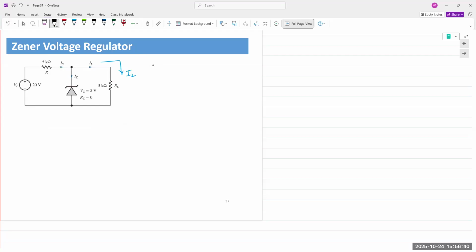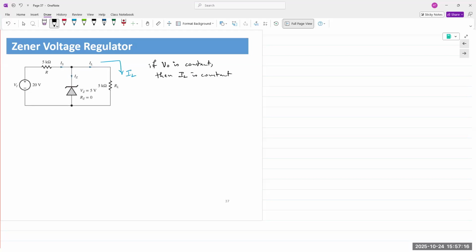If Vout is constant, what does it mean for IL? IL should also be constant. If Vout is constant, then IL is also constant. V equals IR, R is not changing. If Vout is not changing, then IL is also not changing.